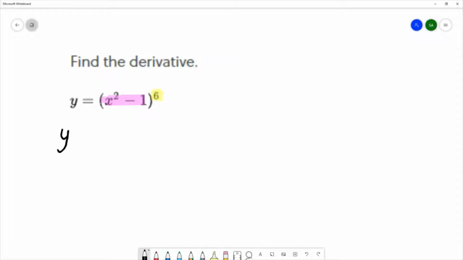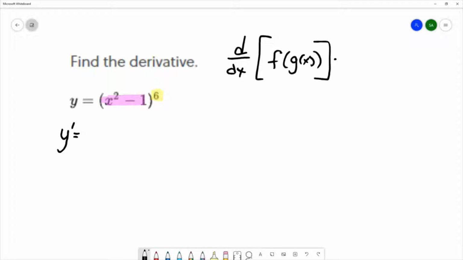So the chain rule says the following. This is the chain rule, where you have one function inside of another function. It's called composition. And the way you calculate the derivative using this rule is that you're going to take the derivative of the outside function. You're going to evaluate that at the inside function, and then you're going to multiply by the derivative of the inside function.